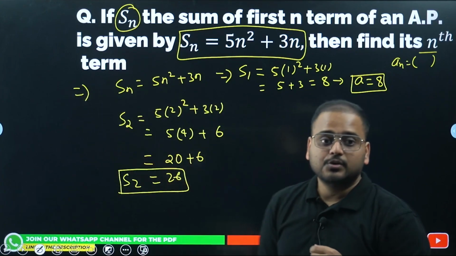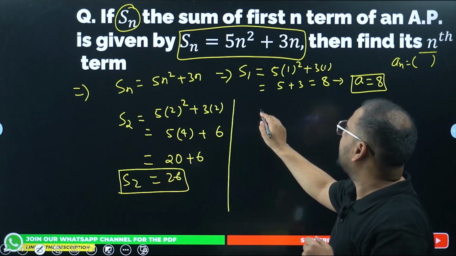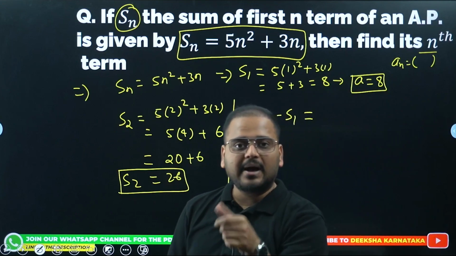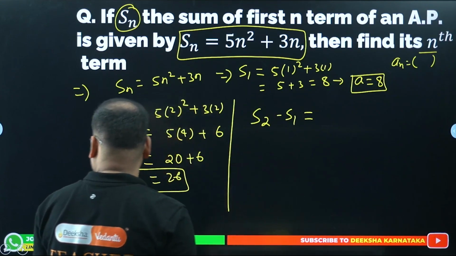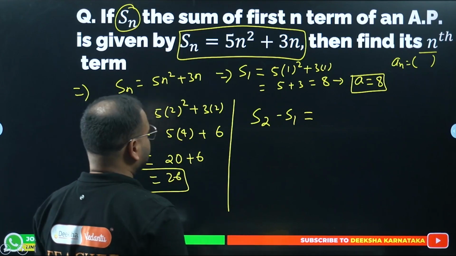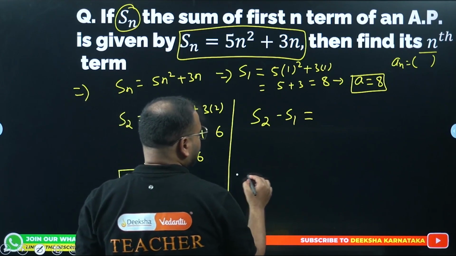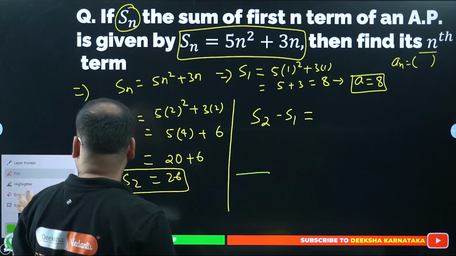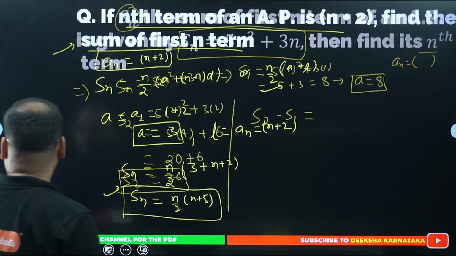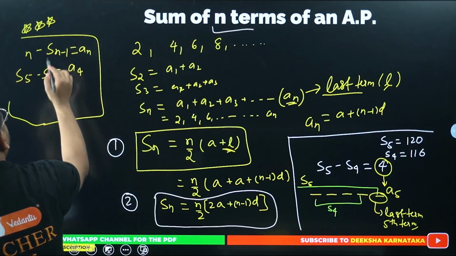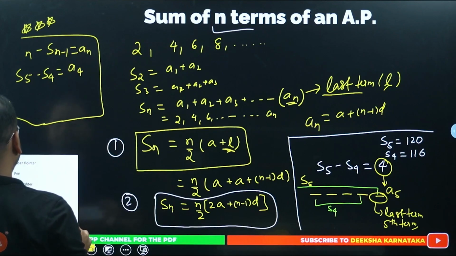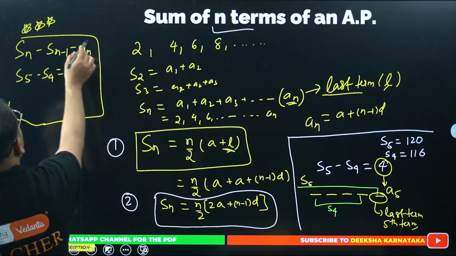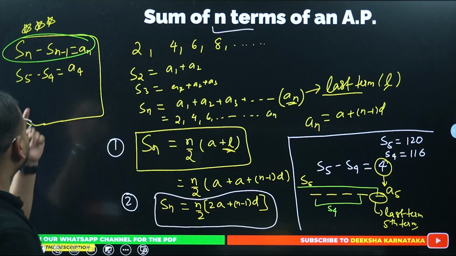Great. So now look at this, S2 minus S1. Sum of two terms minus sum of the first term. Same concept that I gave while explaining earlier. Sum of n minus 1 terms, I gave the concept of Sn minus 1. Check here, this one. I'm talking about this concept: Sn minus Sn minus 1 is nothing but An.